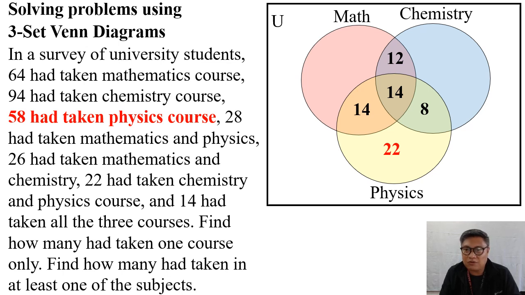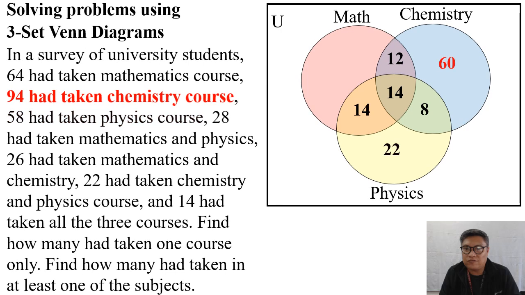Then for the chemistry course naman, 94 had taken chemistry courses. So all in all, there should be 94. But then we already have 12, 14, and 8. So we need to subtract 94 minus 12 minus 14 minus 8, and the remaining will be 60. So indicating, class, that 60 here had chemistry subjects, but they don't have math nor physics. But still, they have taken chemistry.